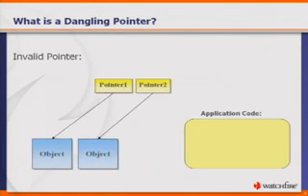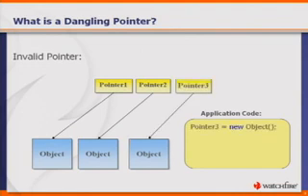So, let's imagine an application that has 2 pointers, pointer 1 and pointer 2, each of which points to a different data object. Every application has some pointers and some objects, and this is just an example. Let's imagine the application executes the next line of code. This code creates a new object instance in the application's memory, and a new pointer called pointer 3 that points to this object.